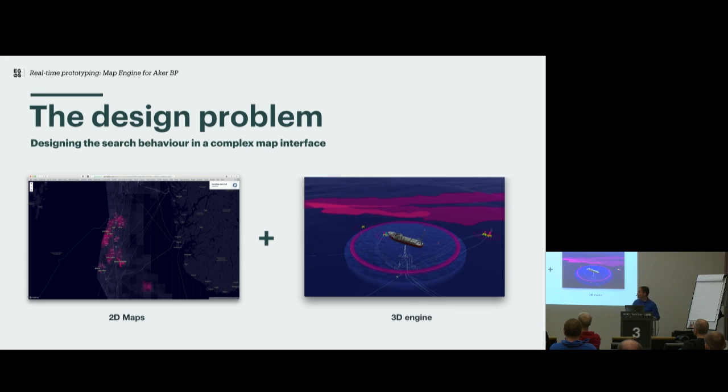I suppose a way to visualize it would be that we had, on one hand, 2D maps served via Mapbox, married with a 3D engine developed with Unity. And we needed to create a good user interface to enable the two.